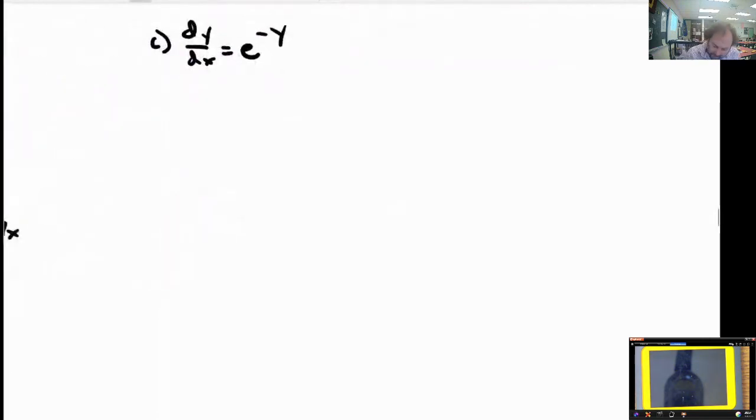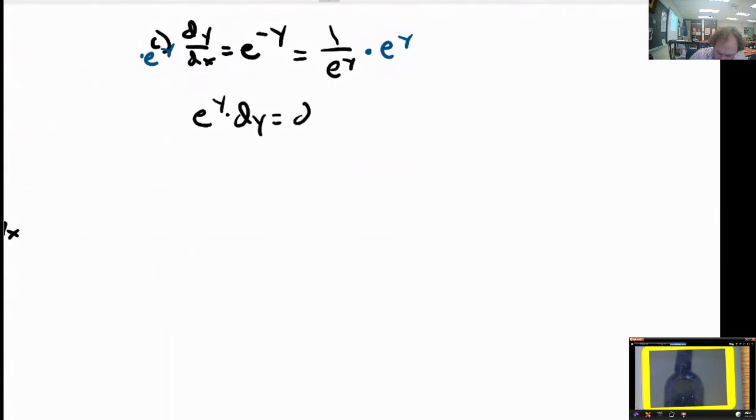For this problem, I like to think about this as e to the negative y. I like to think about this as 1 over e to the y power. And I like that a lot because I can separate the variables really easily by multiplying both sides by e to the y power. After separating, we'll have e to the y times dy equals dx just by itself, because I'll multiply both sides by dx also to get it out of the bottom.